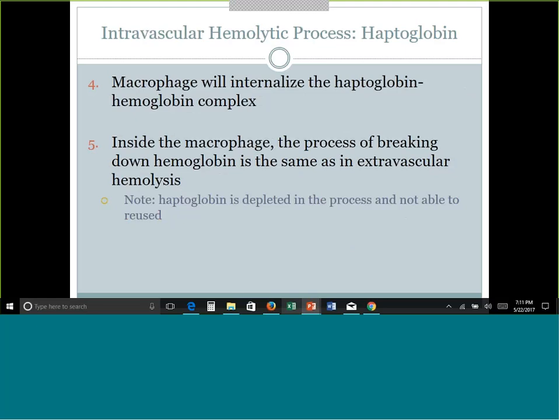Now, the one key note here is that very last line on the slide. When haptoglobin does this job, it's depleted in the process. So we're not going to be able to reuse the haptoglobin. It does the job and it's depleted as a part of it. So just know that you will see decreased levels of haptoglobin anytime there is an intravascular hemolysis process happening. That's simply because it's doing this job of bringing the hemoglobin to the liver, but it's depleted. It can't come back from that. So it's a low level you will see with that hemolytic process.